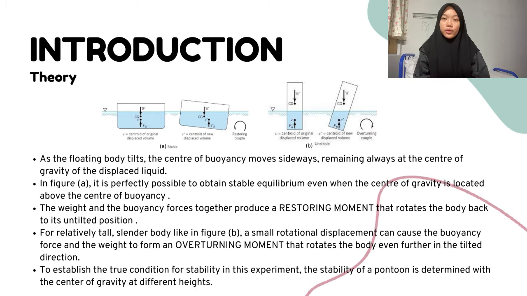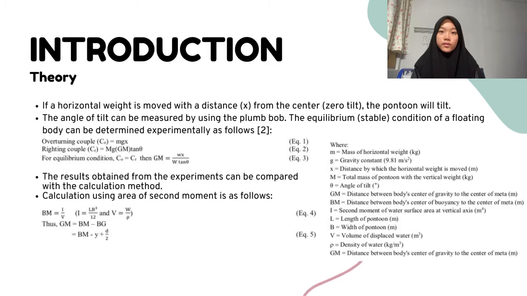But in cases for a relatively tall, slender body like in figure B, a small rotational displacement could already cause the buoyancy force and the weight to form an overturning moment. So an overturning moment will rotate the body even further in the tilted direction. In this experiment, we will determine the stability of a pontoon with the center of gravity at different heights. If a horizontal weight is moved a distance x from the center, the pontoon will tilt. The angle of tilt can be measured by using the plumb bob.